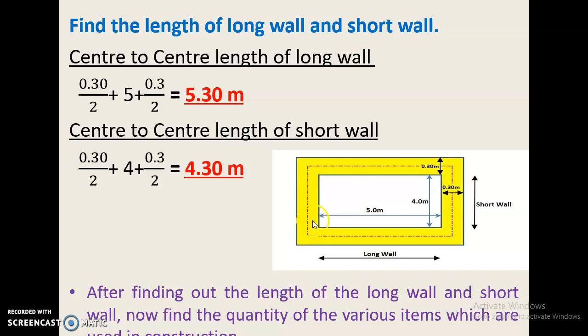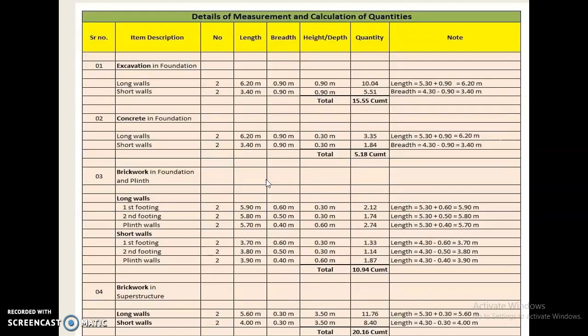Here the wall thickness is 0.3. The center-to-center length of the long wall is 0.3 by 2 plus the inner dimension, that is 5, plus 0.3 by 2, which is equal to 5.30 meters. And the length of the short wall, center to center, is 0.3 by 2 plus 4 plus 0.3 by 2, which is equal to 4.30 meters.